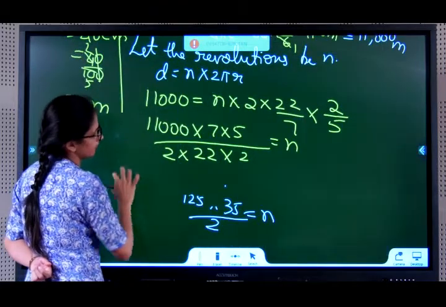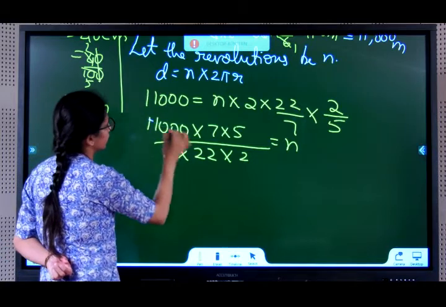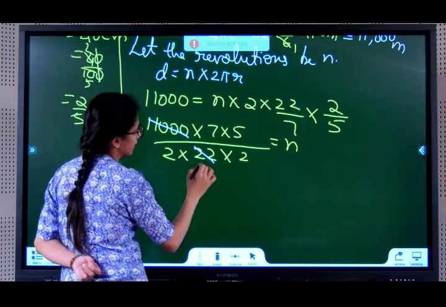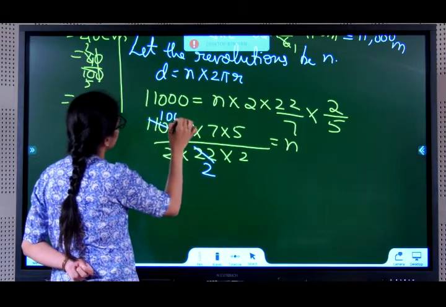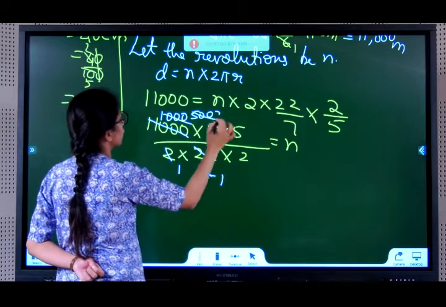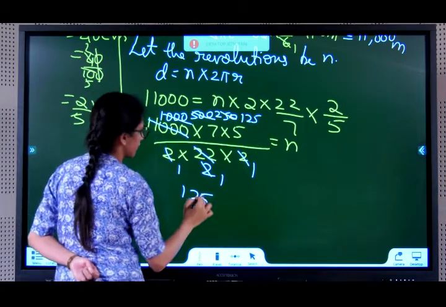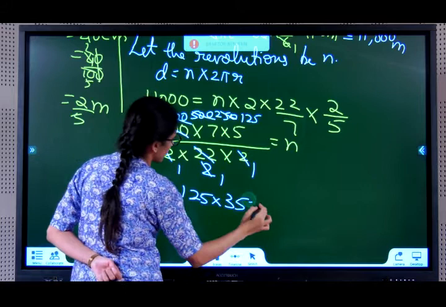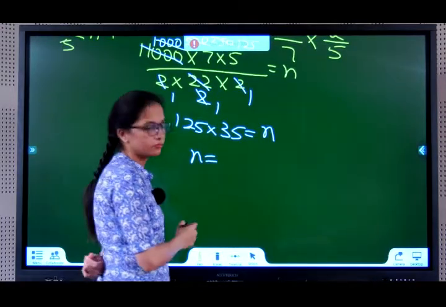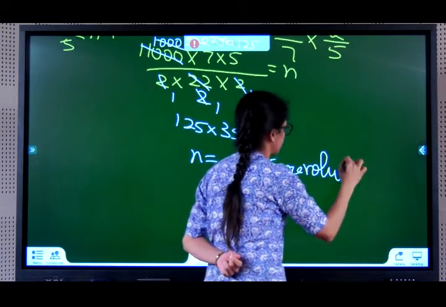Let's solve this. Two 11s are, or you can say 11, so 11 2s are 22, 11 100s are. 2 1s are 2, 500s are. 2 1s are 2, 50s are. 2 1s are 2, 125s are. So 125 into 7 into 5, 7 into 5 is 35, is equal to n. On multiplying this, we get 4375 revolutions.